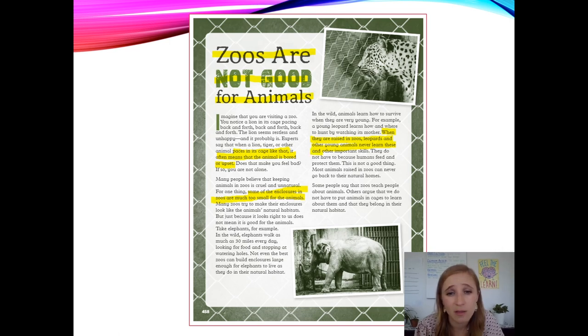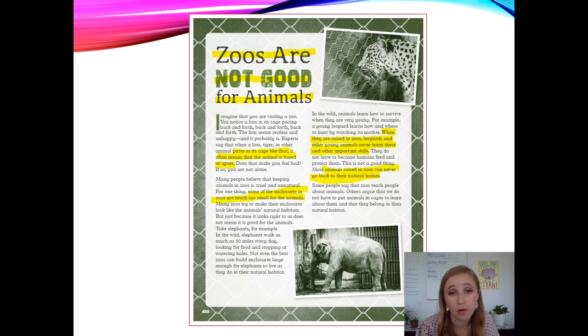That seems like a reason that zoos would not be a good or healthy place for animals if they're not learning the skills that they normally would in the wild. Did you notice any other reasons in this part? I heard the author also say that animals raised in zoos can never go back to their natural homes. That might be considered a bad thing too, if animals can't go back to the place that they're meant to live.